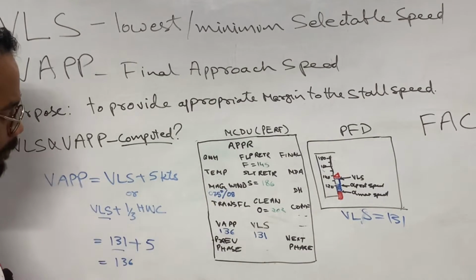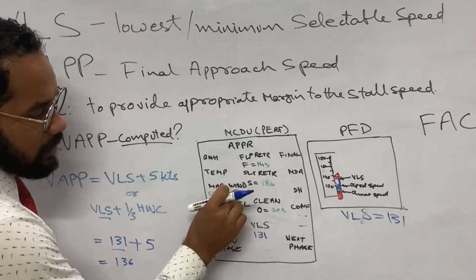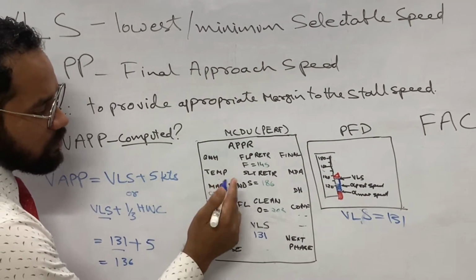So now, let's take another example. Suppose tower has reported wind component to be, suppose, 075 degrees. Now instead of 8 knots, they have said it is 45 knots.